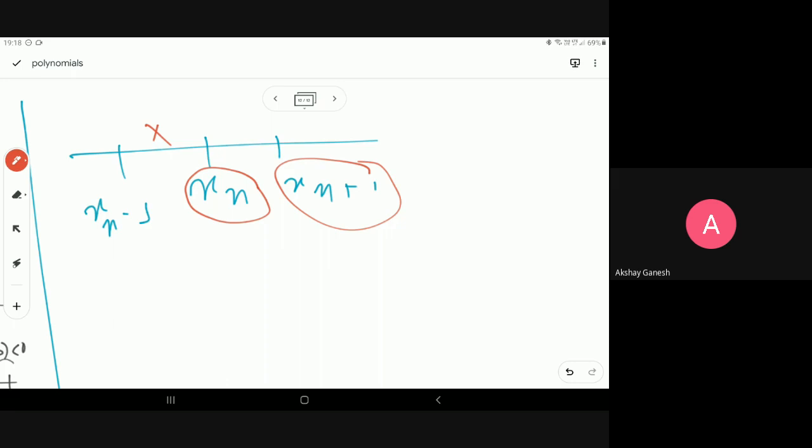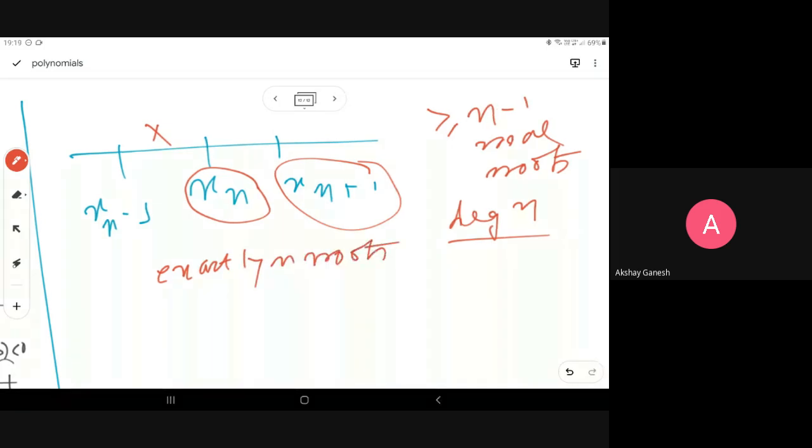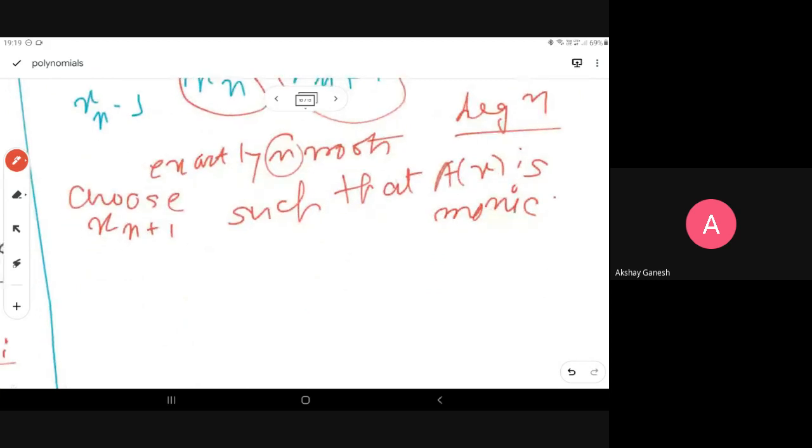By choosing x1 till xn, we know that it has at least n minus 1 real roots. However, we also know that it is a degree n polynomial. So it can't happen that it has n minus 1 real roots and one complex root, because complex roots come in pairs. So it must have exactly n roots, notwithstanding what xn plus 1 is. And so we choose xn plus 1 such that a of x is monic. This helps us sort out the a(x) situation.